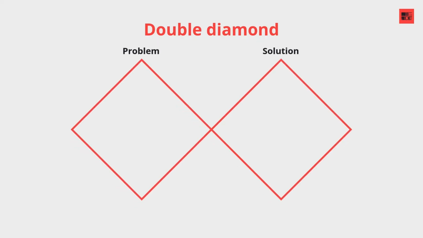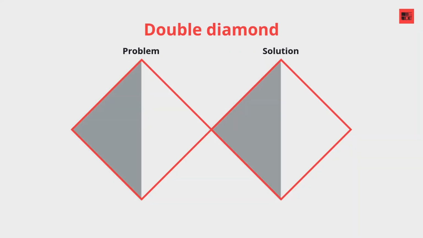So the double diamond refers to the two main stages that the framework proposes. One that is focused on understanding and defining clearly the problem, and the second which is focused on understanding and defining clearly the solution. So think about the problem space, solution space.